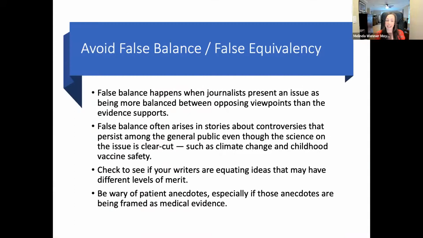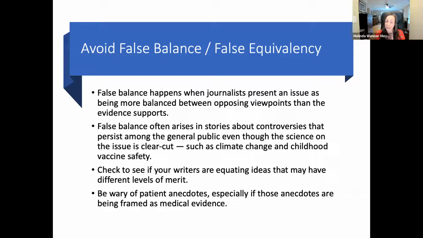And just very quickly, I'm probably pretty much out of time. Very quickly, I just want to touch on false balance, which is an issue that relates to sourcing and is very important as well. So false balance, also called false equivalency, happens when journalists present an issue as being more balanced between two opposing viewpoints than the evidence supports. This often arises in stories that cover controversies that still exist among the general public, even though the science on the issue is pretty clear cut.